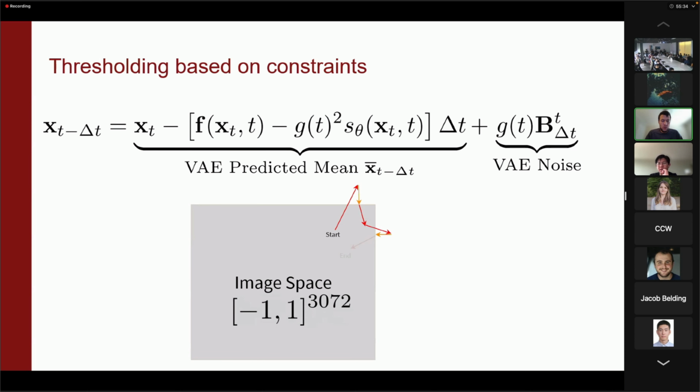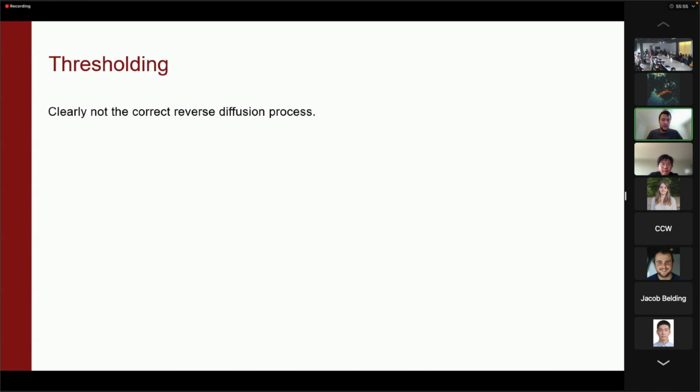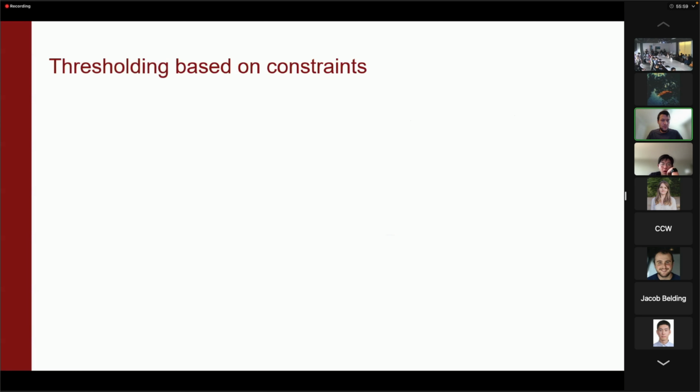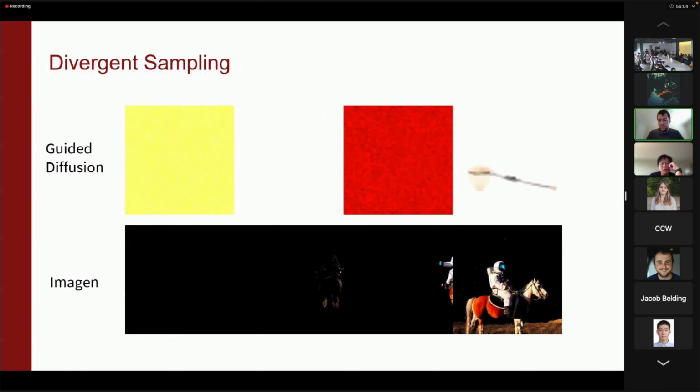And this is what people do, and it's very important that you do it. If you don't do it, the methods just break down. And here I'm showing you how it's actually implemented in a lot of the key diffusion repos that you can find on GitHub. You do have to clip, you do have to clamp, otherwise you get these really weird sampling effects like these ones that I was showing before. This is what happens if you don't do it. You get very, very weird results.